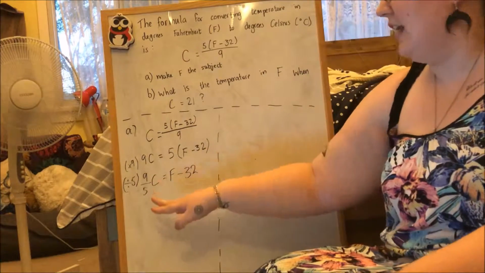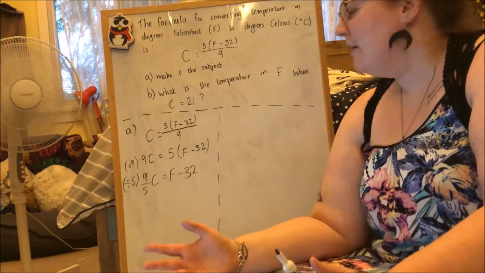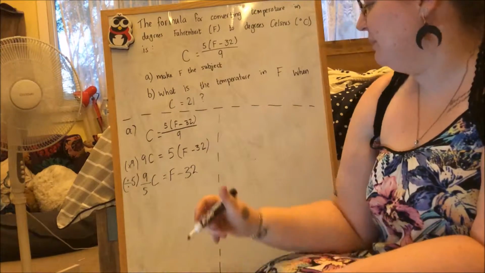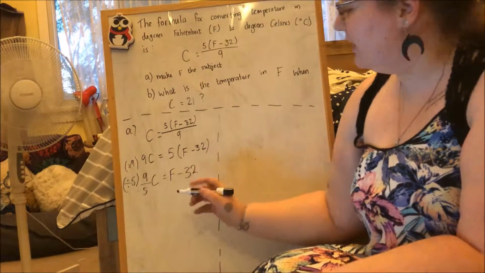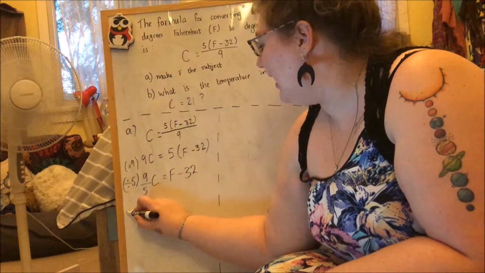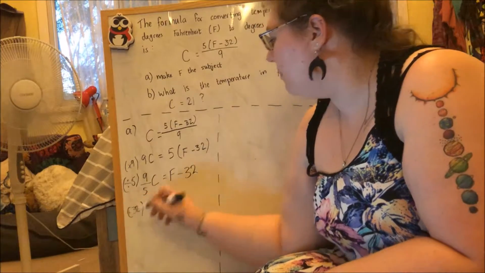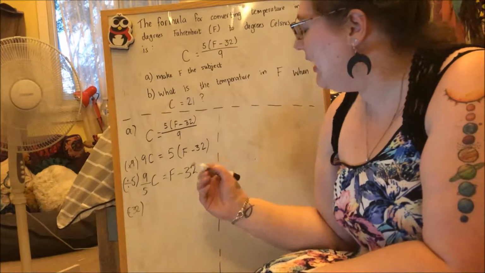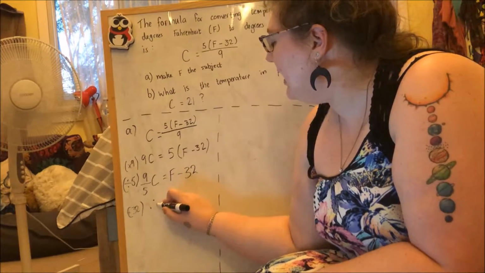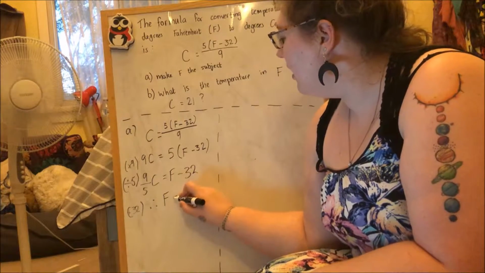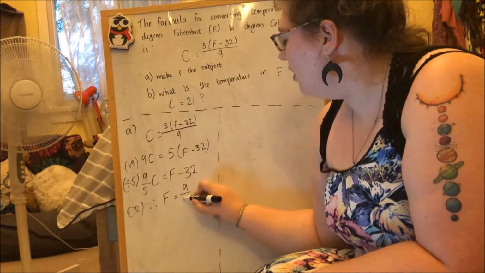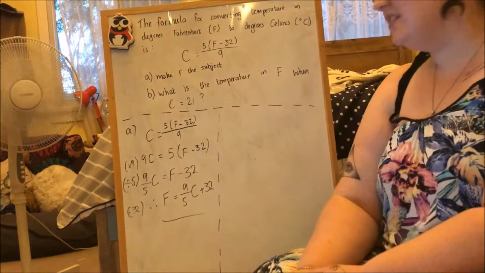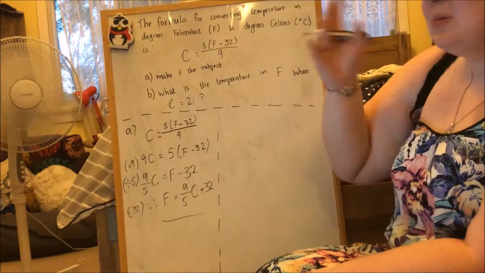Now there are a couple of ways you could have written that. You could have 9 on 5C, that's fine. You could have 9C divided by 5, also fine. It means the same thing. The last thing we need to get rid of to get this F by itself is that negative 32. So we are going to add 32 to both sides. I'm just going to go right ahead and write it straight off the bat, just because that's the kind of gal I am. So therefore F is equal to 9 over 5C plus 32. And that's pretty easily done. So that was our A question.